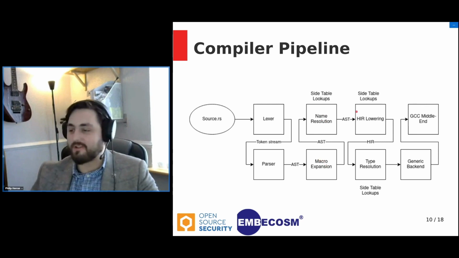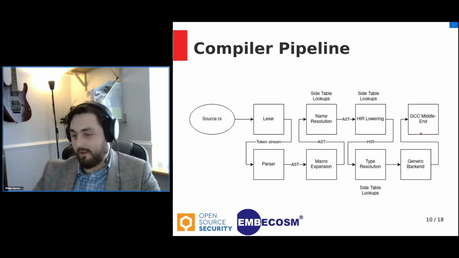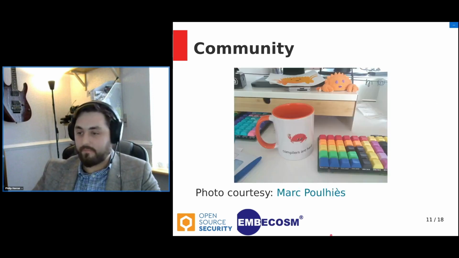We've got name resolution, we've got HIR lowering, we've got type resolution, and then we've got our generic backend, which is a terrible name, but that's us generating the GCC code, and then we give it to GCC. So we aren't doing MIR because I think MIR looks a lot like GCC's generic in a lot of ways. But yeah, this is a rough overview of what it looks like.